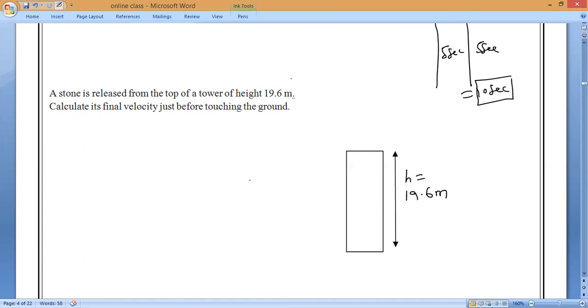Is it thrown upwards or released? Check it. Released from the top means the stone is released from here. Is it the case of free fall or thrown upward? Everybody, it is the case of free fall. So if it is free fall, as we know, a body travels with the initial velocity of 0.